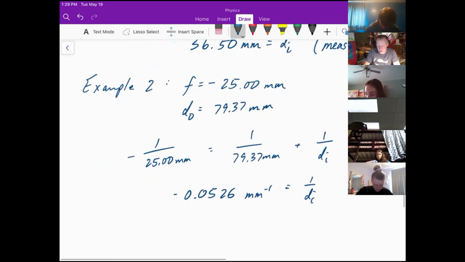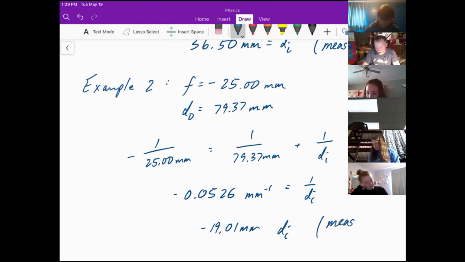And so the image distance is negative, -19.01 millimeters. And I measured, and it was -19.28 millimeters. So again, a very close one, probably a little different based on how quickly I'm making the measurements.